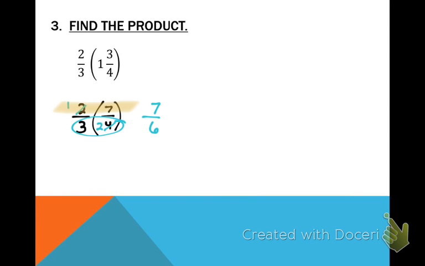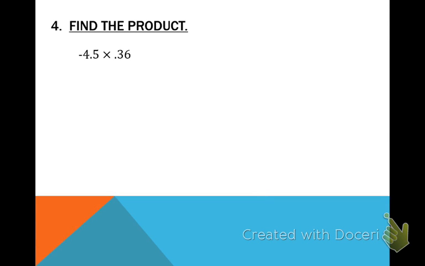6. This is what some people left their answer at. What's wrong with that? It's improper. Please never leave me your answers improper, okay? Instead, divide that out. 7 divided by 6. When you work that out, you would find that this is 1 and 1/6. Should my answer be positive or negative? Positive. Both of them started off as positive, so it will end as a positive.